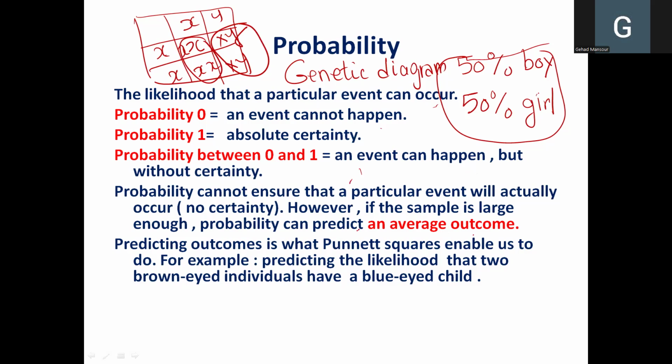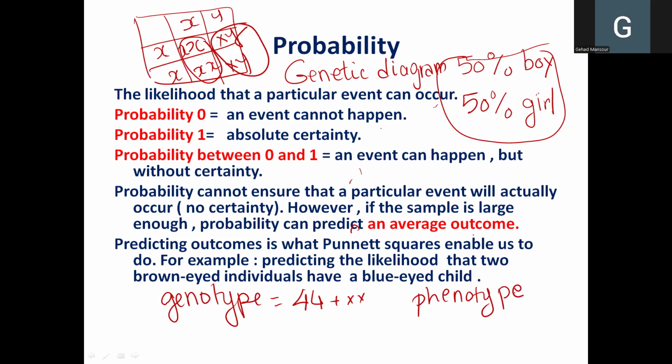The genotype is the genetic makeup of the individual, like 44 plus XX. But the phenotype is the physical appearance or the trait itself. Here, for example, we can say that the phenotype is a female. So the Punnett square allows you to know the predicted outcomes in the form of genotypes or phenotypes.